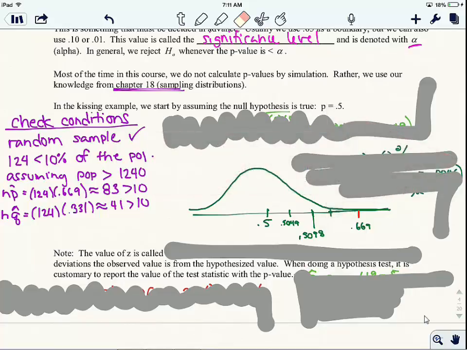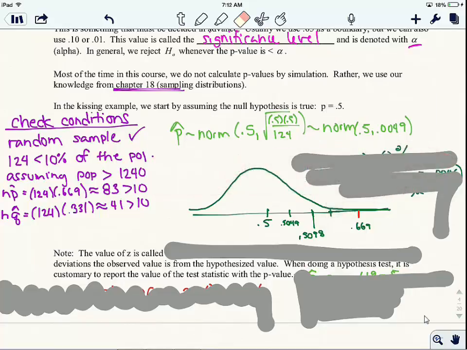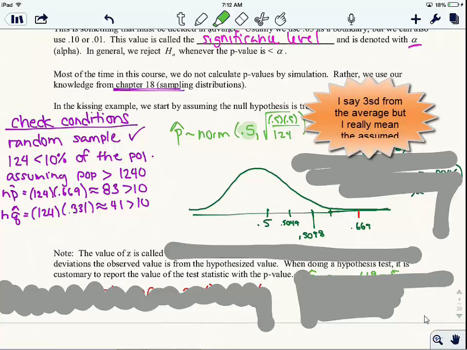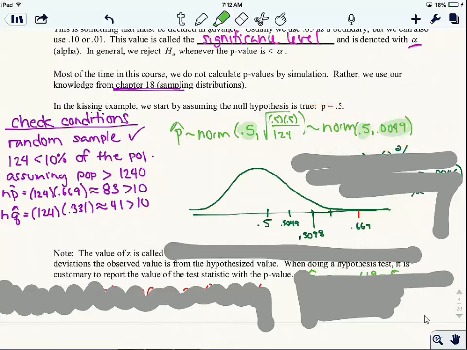It's fairly normal. So we are going to actually try to figure out the shape of the distribution. And we're going to do that by saying it's centered around p hat with a standard deviation of the square root of p hat q hat all over n, or it's centered around 0.5 with a standard deviation of about 0.005. So it should look like this curve.